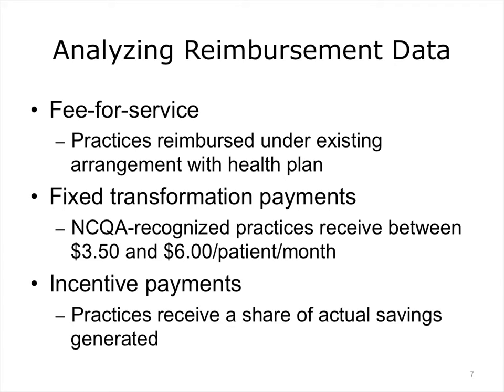When analyzing reimbursement data, healthcare payment data may be a mixture of fee-for-service, for example, where primary care practices continue to be reimbursed under their existing fee-for-service types of payment arrangements with health plans; fixed transformation payments, where primary care practices with NCQA recognition receive a per-patient per-month fee paid semi-annually between $3.50 and $6, part of which is invested into care coordination; and incentive payments, where primary care practices that have reported on a set of clinical quality and utilization measures receive a share of actual savings generated by reducing total cost of care through improved patient outcomes. This is the shared savings.